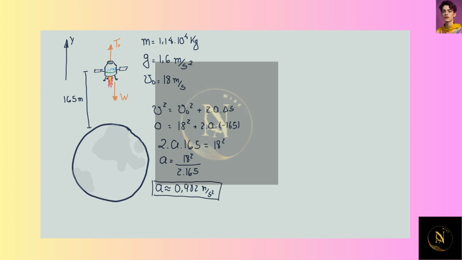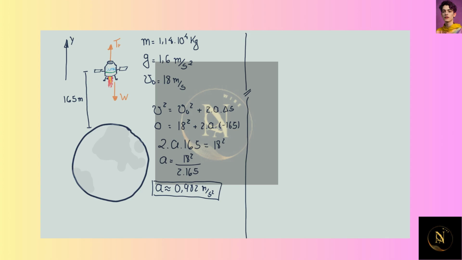Notice the plus sign of the acceleration. It means that the acceleration points to this direction. And then it's correct because the velocity is downwards, so in order to reduce the velocity, the acceleration must point upwards. Now we have to calculate what is the thrust necessary to produce such acceleration.